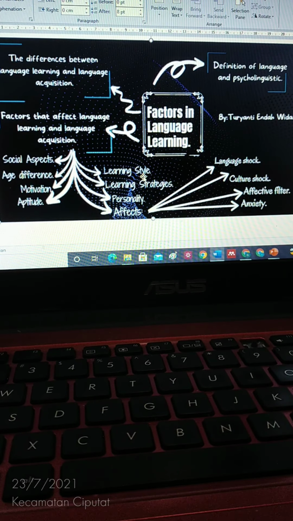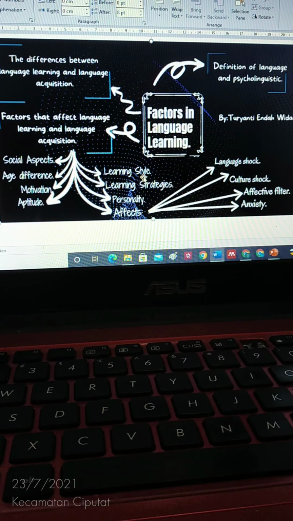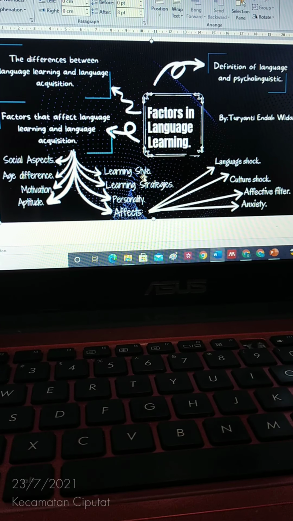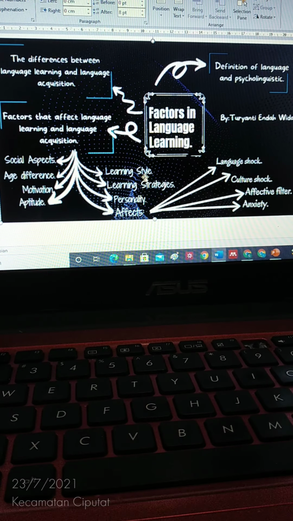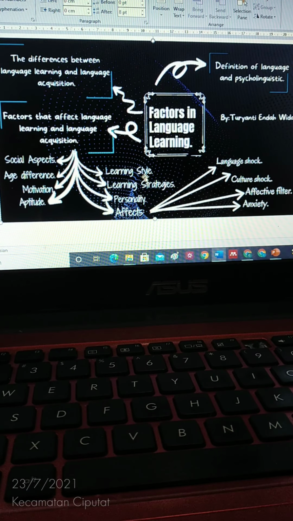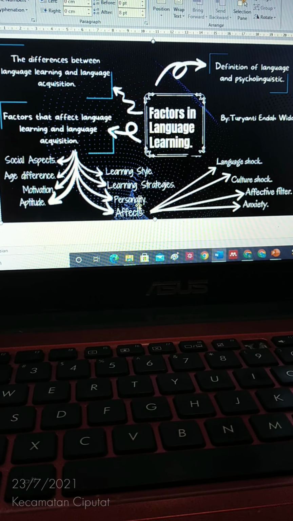Dörnyei, 2005, page 169. In the context of foreign language learning, the key issue is how the learner strategically uses linguistic information to practice the target language.